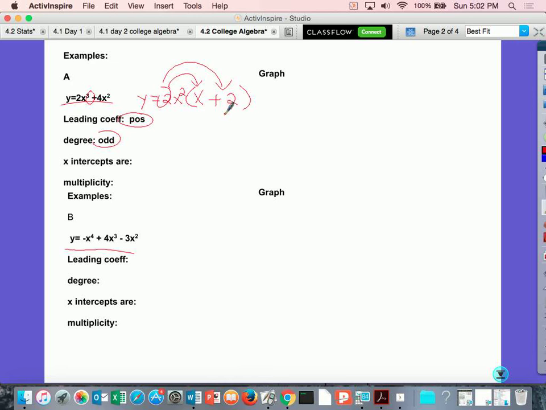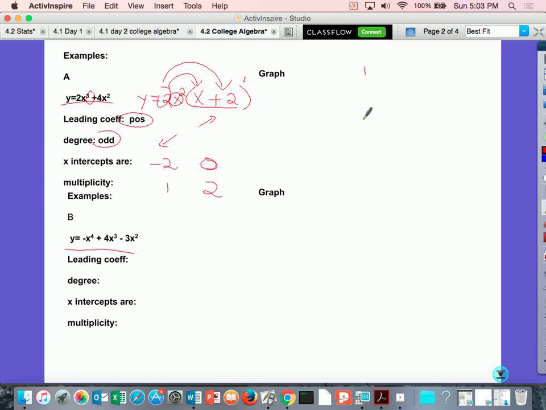So the x-intercepts are -2, which makes that factor 0, and 0 makes that 0. What's the multiplicity of -2? Well, there's a 1 there, so it's a multiplicity of 1. It's just that degree. And the multiplicity of the x is 2, because it's squared. So this tells us that it's positive and odd, so our end behaviors are going to look like that.